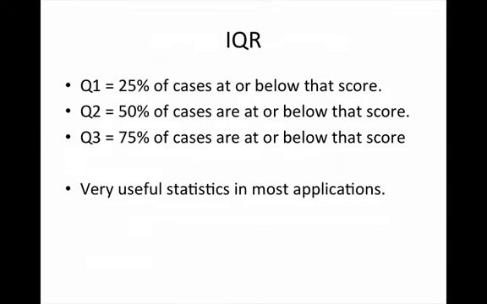The second quartile is going to give you the score at or below which 50% of cases are, and likewise the third quartile is going to indicate 75% of cases that are at or below a given score. And so the interquartile range is very useful in most applications when you want to know in general where 50% of your cases, where 25% of your cases, etc.